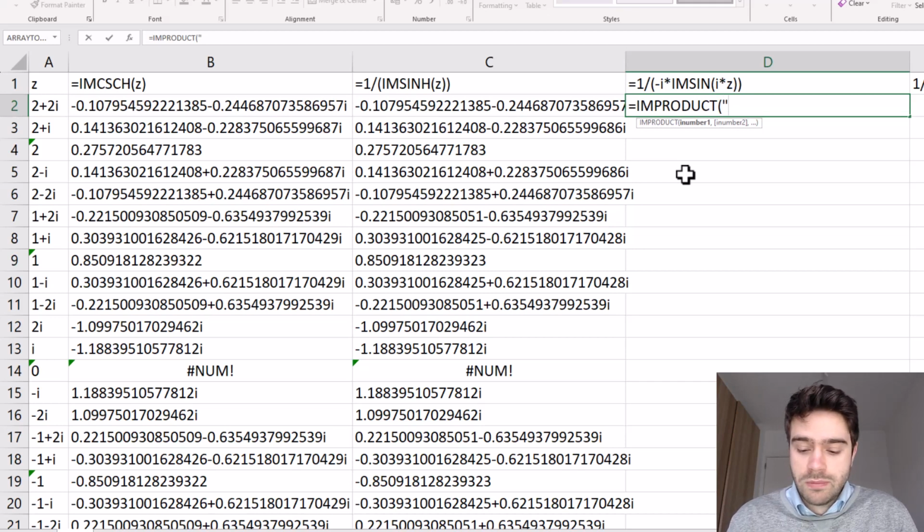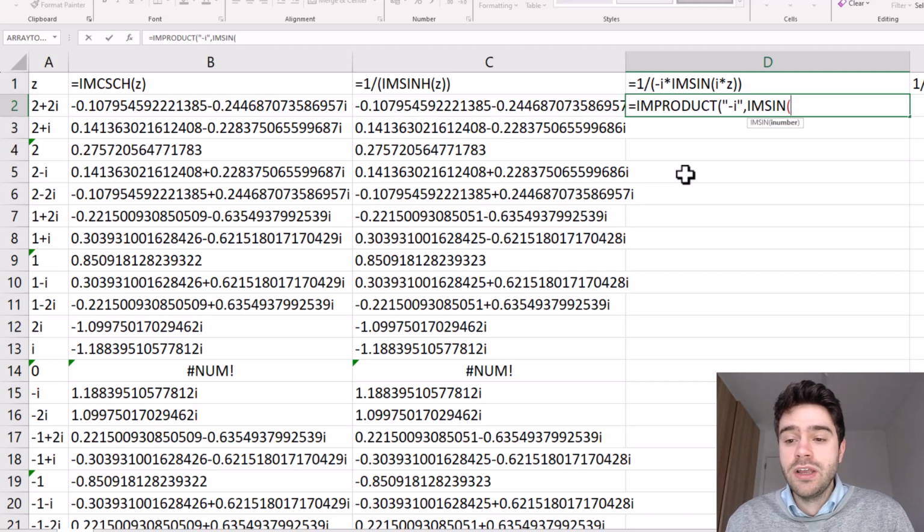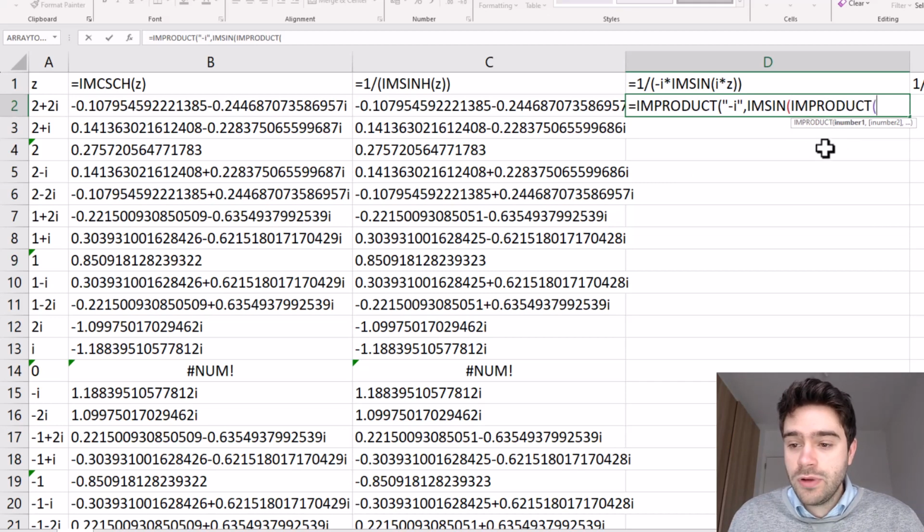So the first number will be minus i, and we wrap this in between double quotation marks because this is considered as text. Now the second number will be whatever is being returned from the sine of the complex number times i. So we will have to use the IMSIN function, which allows us to take the sine of a complex number. Now the complex number we want to take the sine from is the complex number that was given times i. So we'll also have to wrap this in another IMPRODUCT function. So IMPRODUCT, and then we are multiplying i, which I once again put in between double quotation marks, and then I'm taking the complex number we started with, which in this case was 2+2i.